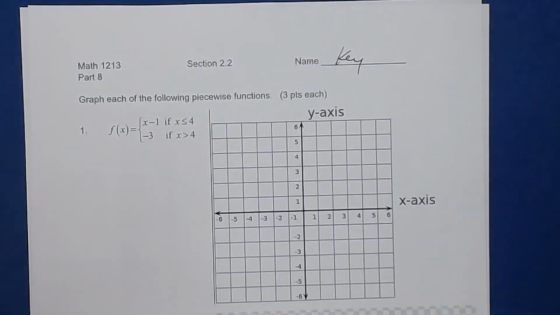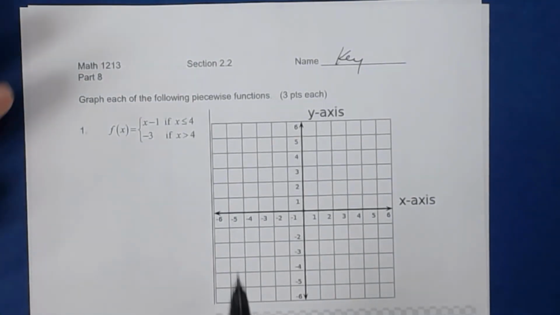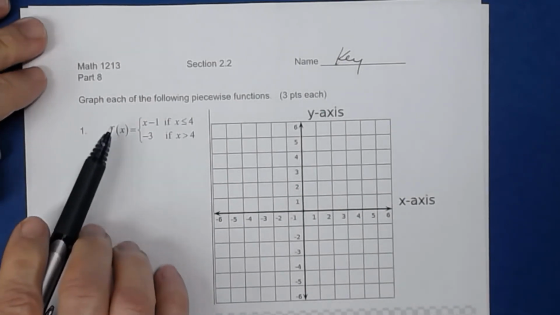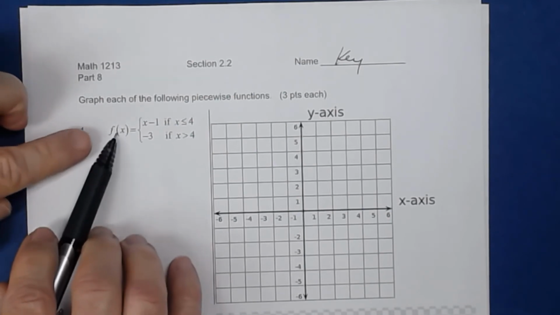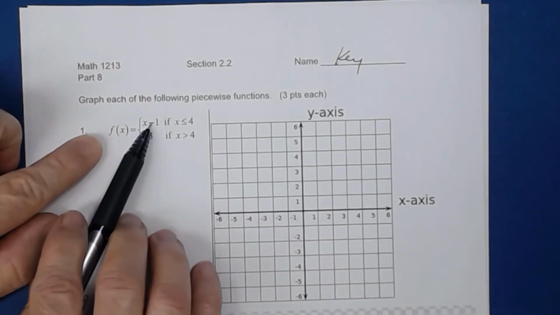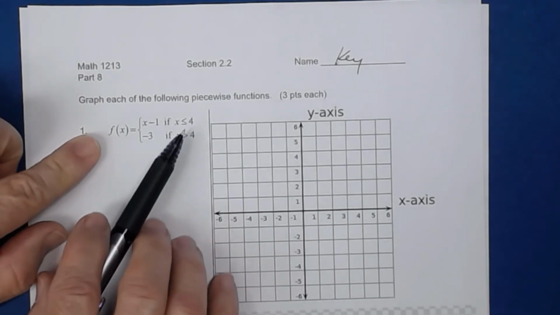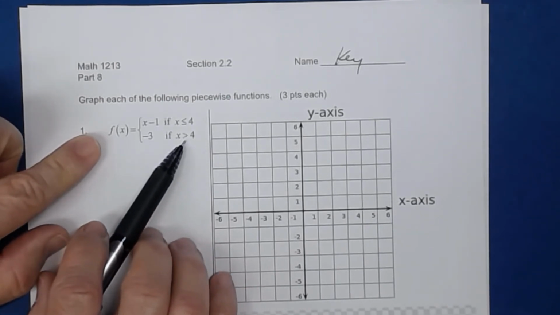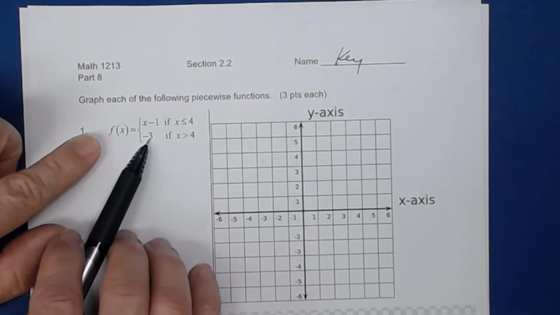This is the key to worksheet 2.2, part 8. And on this worksheet, you're graphing piecewise functions. So in graphing piecewise functions, notice that in our case, we're going to have two parts of each function. And so f of x is equal to x minus 1 if the value of my domain is less than or equal to 4. And if I pick numbers greater than 4, like 4.05, 4.21, things like that, then I'm going to use this part of my function.